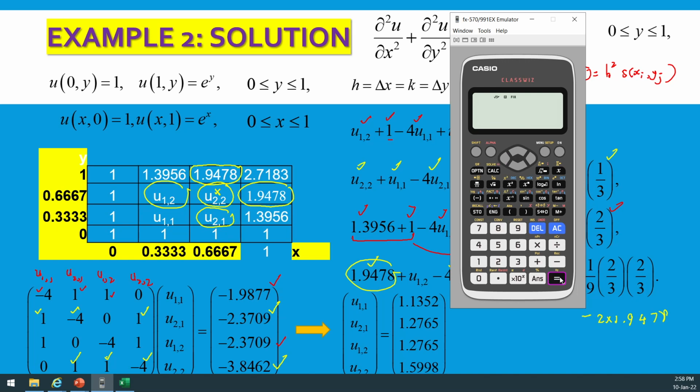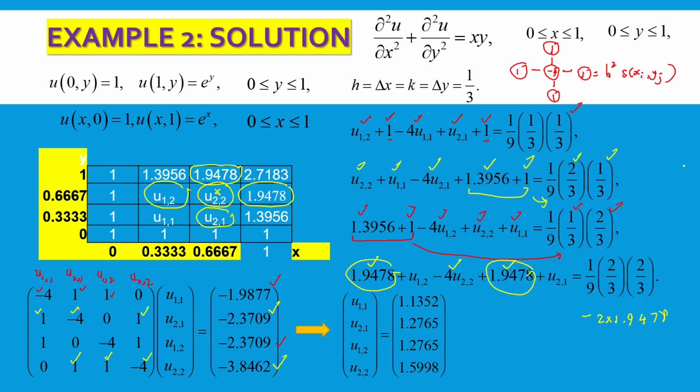Okay, correct. Press equal. So x, which tallies with u11, is 1.1352. y is actually u21 because of how it is arranged here, so u21 is 1.2765. z tallies with u12, which is 1.2765. T tallies with u22, which is 1.5998. Okay, this is solving it manually.